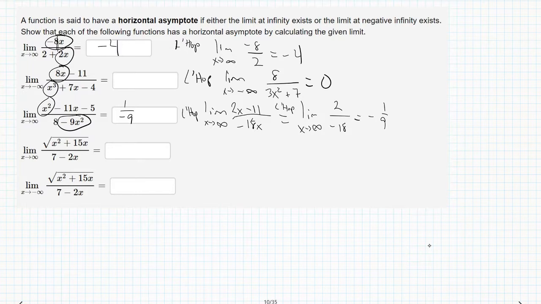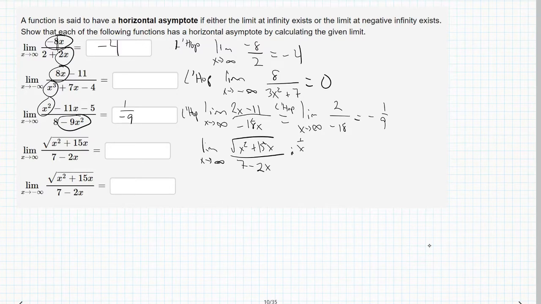Okay, for our next one, we're approaching positive infinity. So once again, we can multiply by 1 over x up top and down below. You could probably get away with L'Hopital's rule here too, but it'll probably be more efficient to multiply by 1 over x. And so notice, when we multiply by 1 over x, well, let's write it, x squared plus 15x, then we get 7 minus 2x. If we go times 1 over x, notice that means we take the square root of 1 over x, that quantity squared. It's positive, so they'll match up, and it's just 1 over x down below.